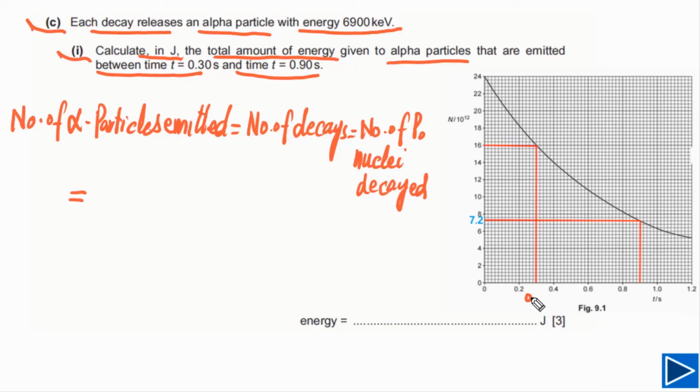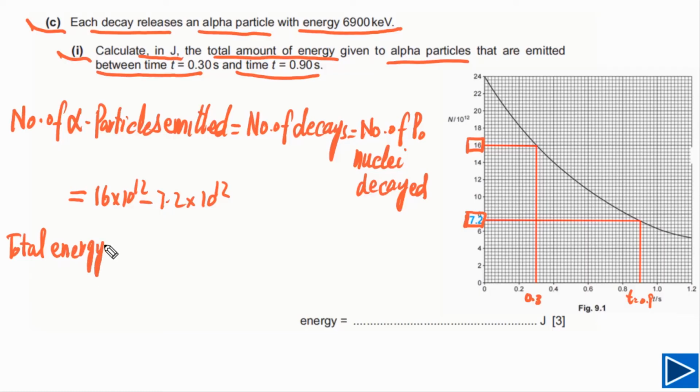At time t equal to 0.3 seconds, we have this many polonium nuclei. And at time t equal to 0.9 seconds, we have this many polonium nuclei. So we can calculate the number of alpha particles emitted. Simply, we have 16 times 10 to 12 minus 7.2 times 10 to 12. So here we have the number of alpha particles emitted. Now we need to find out the total energy given to alpha particles.